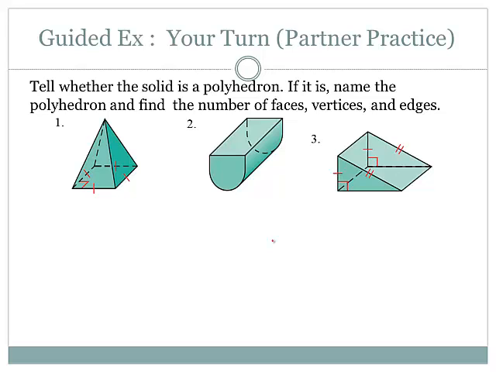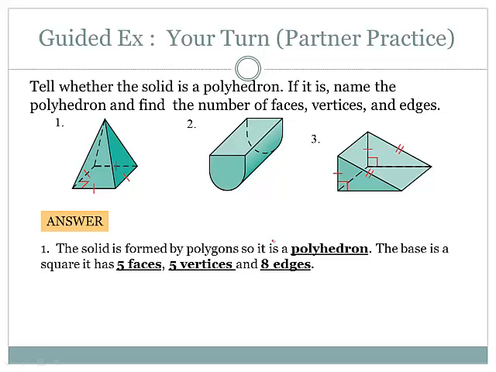Okay, could have had enough time there. So we have number 1. This solid is a polyhedron. It's covered in polygons. We have triangles and a square. And it says we have 5 faces, 5 vertices, and 8 edges. And remember, if you're having trouble counting these, try to use different colors, use different methods. And you've got to remember, you can't double count. And by the way, what we have formed here would be a pyramid for number 1.